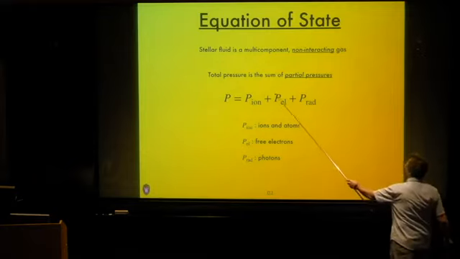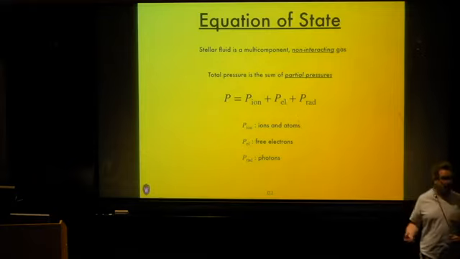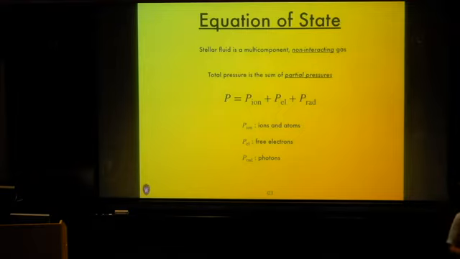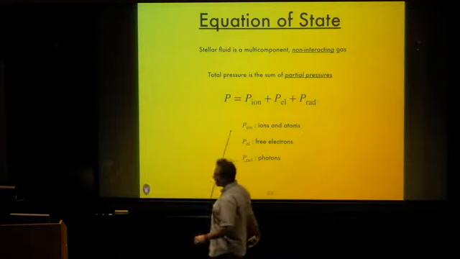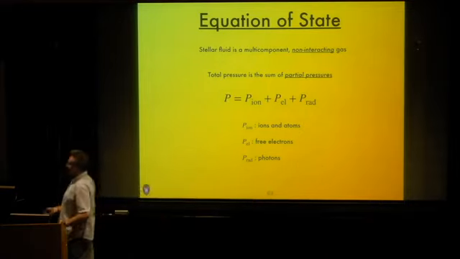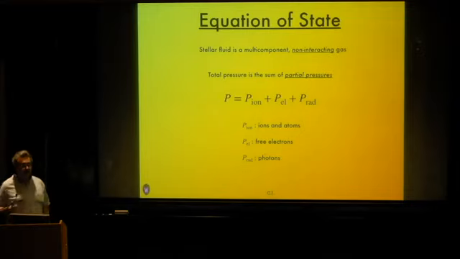Then there's the pressure from free electrons. So these are electrons that in cold material would have been bound to atoms, but because stars are hot, they've been ionized by the kinetic energy of the gas, and they're basically floating around free in between the ions. And then the final component to the pressure exerted is photons, radiation pressure. So to calculate the total pressure, we just need to calculate the ion pressure, the electron pressure, and the photon pressure, and then just add them together.